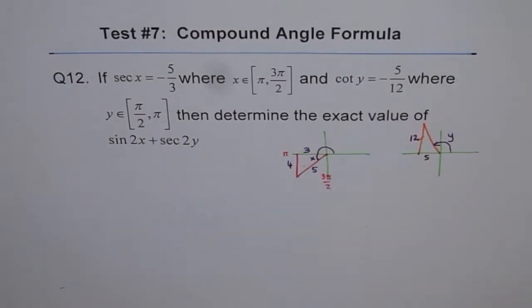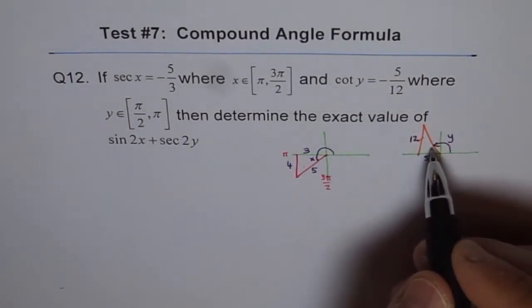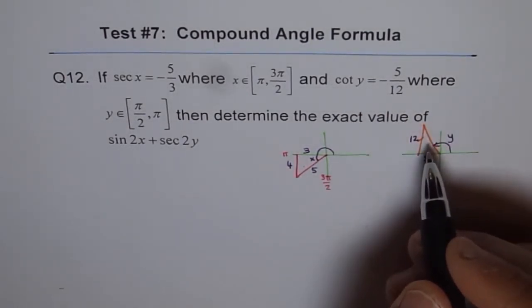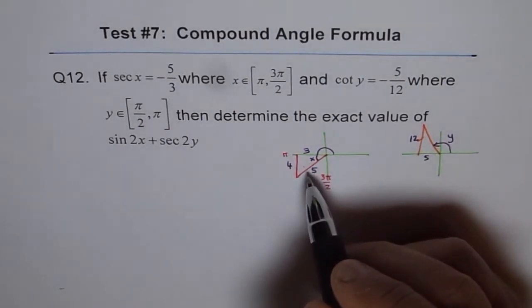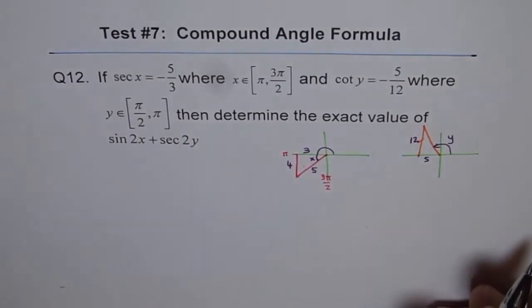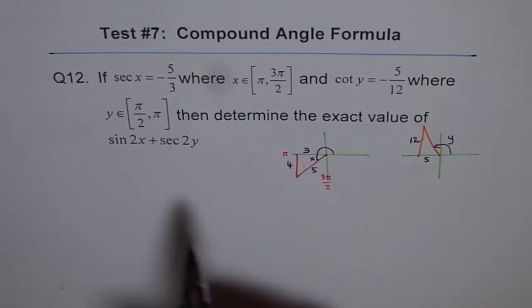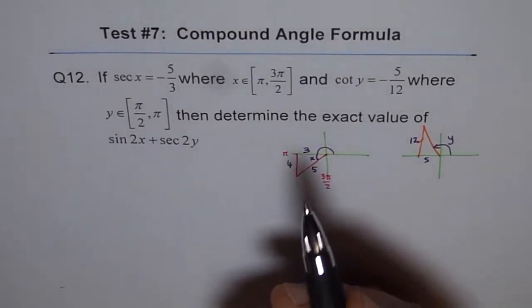So the angles which are normally given to you are actually the primary angles, principal angles, correct? Now, for y you are in quadrant 2, and for x you are in quadrant 3. You need to find sine 2x plus secant 2y. So it's better to find them separately, right? It's not a question of identities or equations where we need to solve something or prove something, correct? So let's just figure out what is sine 2x and what is secant 2y, correct?